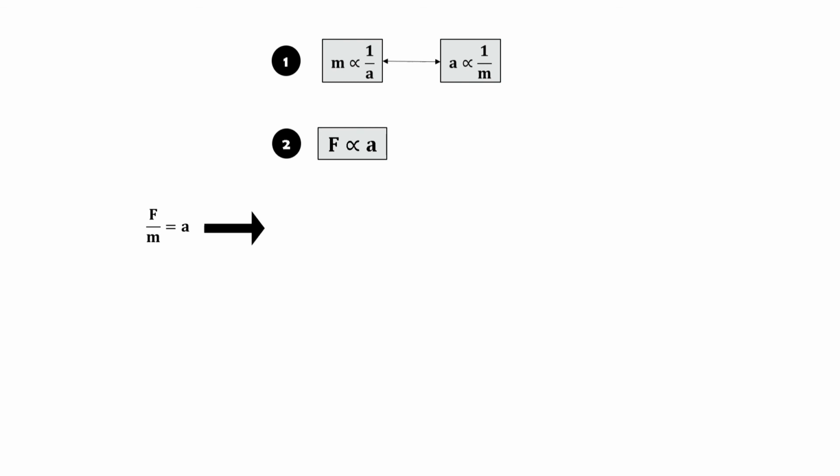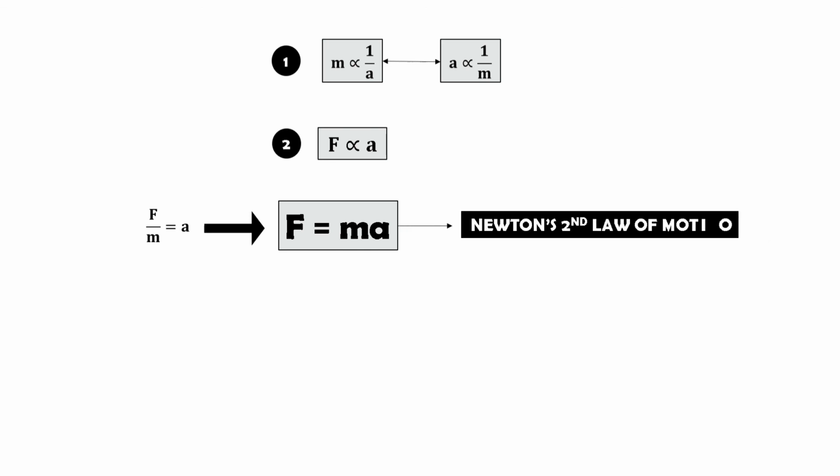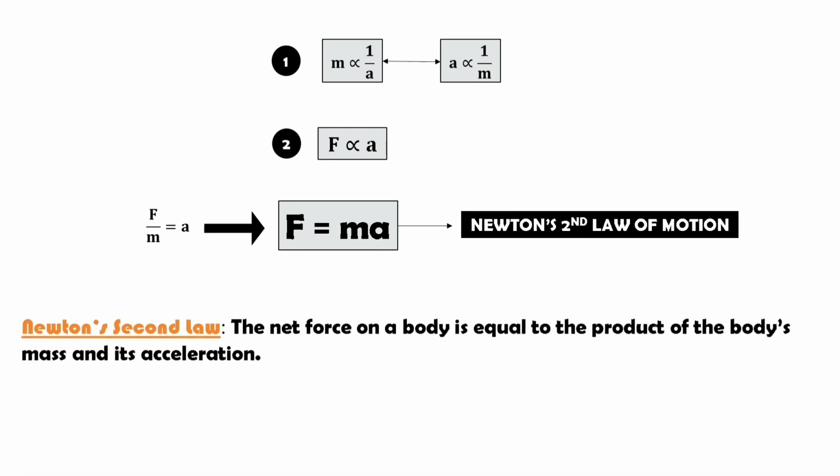Now, multiplying m to the right side gives the equation F equals m into a, that is, force is equal to mass into acceleration. This is known as Newton's second law of motion. So we can write the statement from this equation as: the net force on a body is equal to the product of the body's mass and its acceleration. This is Newton's second law.